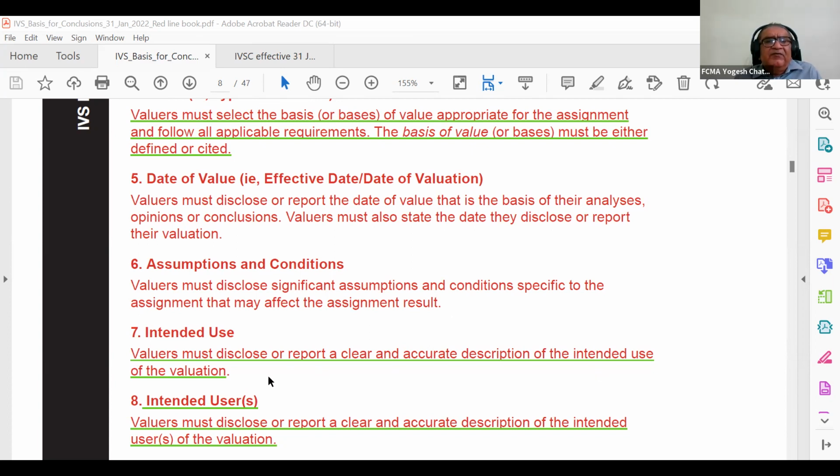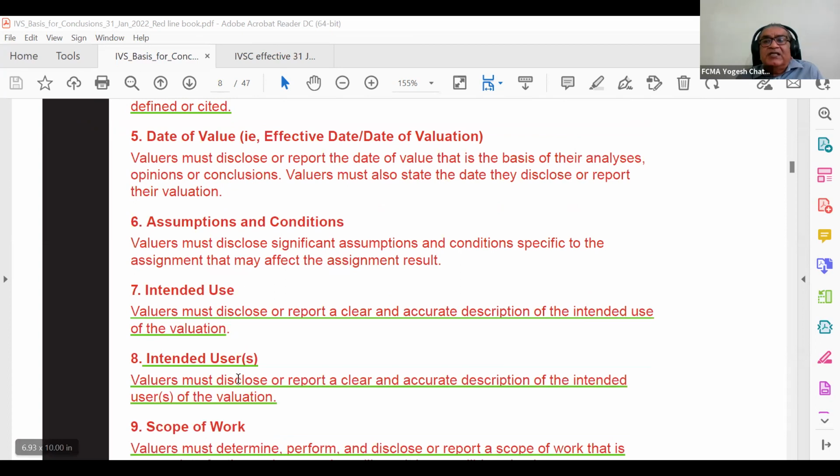Intended use. So valuer must disclose or report a clear and accurate description of the intended use of the valuation. So this is a new requirement which is added to IVS. So in all valuation reports, this should be reflected. Intended users. So this is very important. There are many controversies on this. Who exactly are the users? So that should also be clarified in the valuation report itself. So intended user, valuers must disclose.